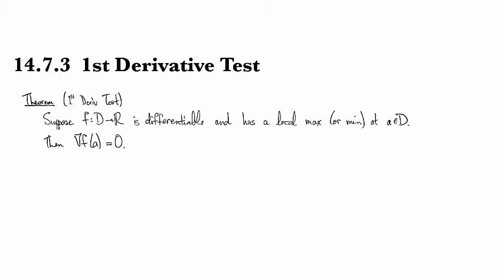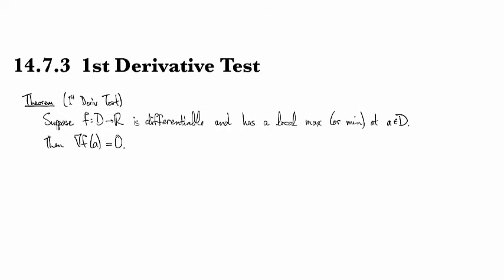Let's look at the first derivative test in the multivariable case. The first derivative test is a theorem that says that if we have a function with domain D and it's differentiable on that domain, and if it has an extreme point, so a local max or min at some point A inside the domain, then the gradient has to vanish there. So all the partial derivatives have to be equal to 0.